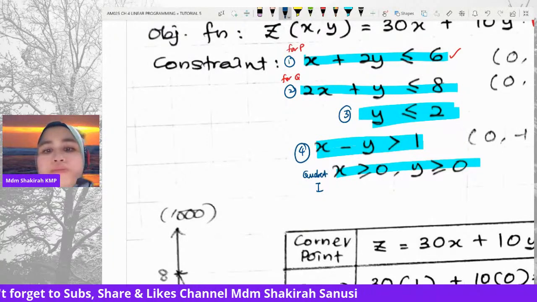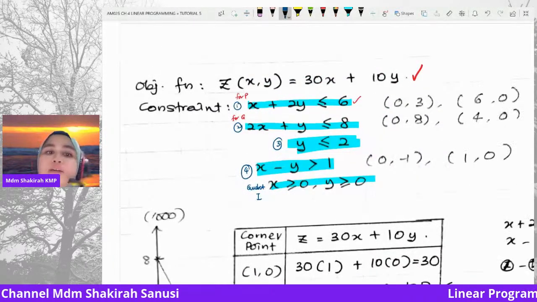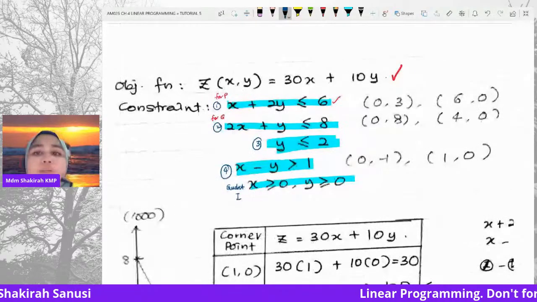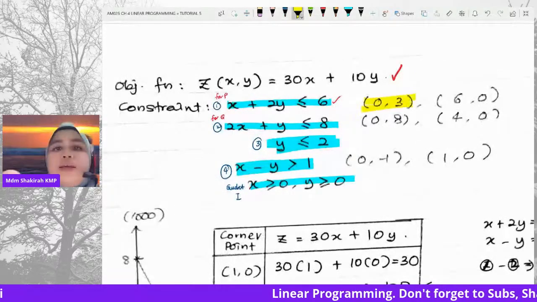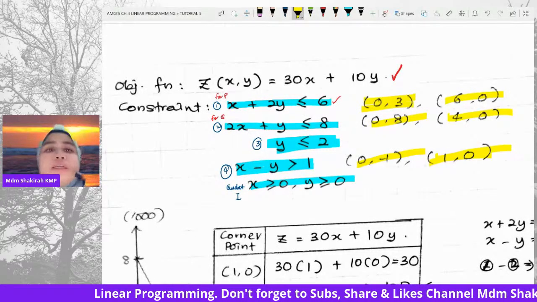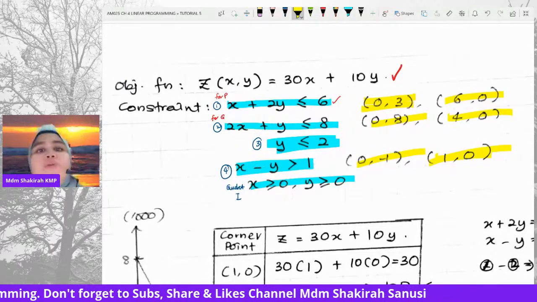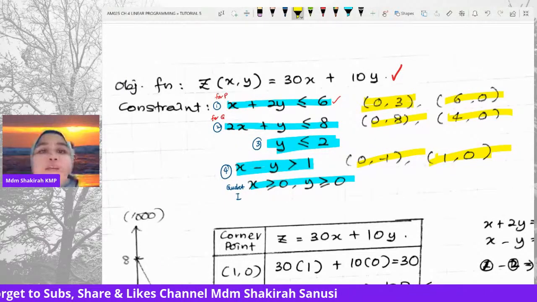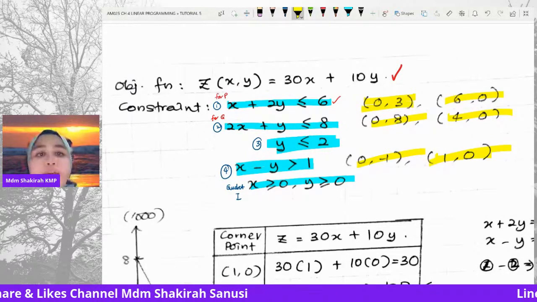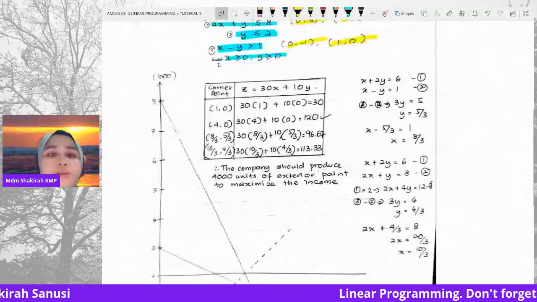Okay. So kat sini tugas awak adalah you kena cari koordinat. Okay. Koordinat yang warna kuning ni adalah dia punya pintasan. Mesti cari untuk ketiga-tiga graf. Okay. Salah memahami soalan akan membuatkan you kehilangan graf. Region akan terus salah. Point akan terus salah. Okay. That's very important for linear programming.